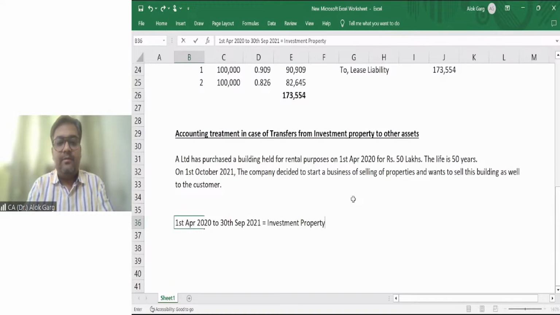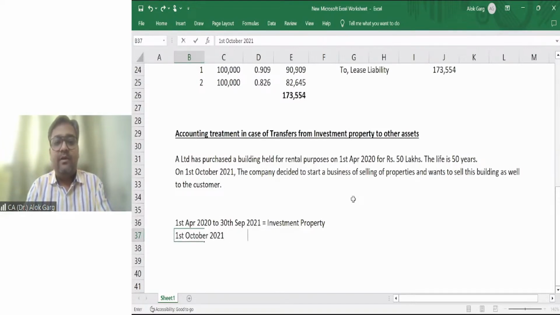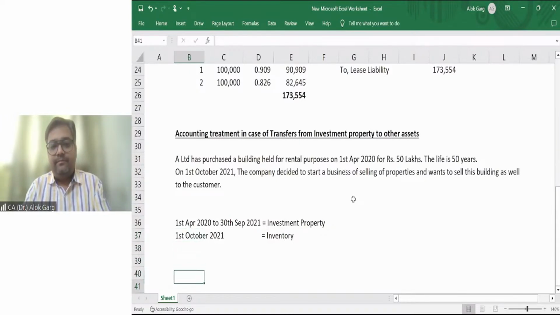Investment property. But from 1st October, what is the nature of this building? What is the classification of this building? Tell me. Is it an investment property? It is no more an investment property. What is the classification of this building? From 1st October 2021, it will become inventory.